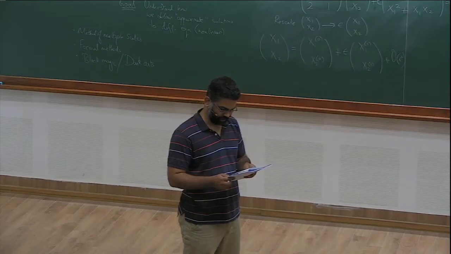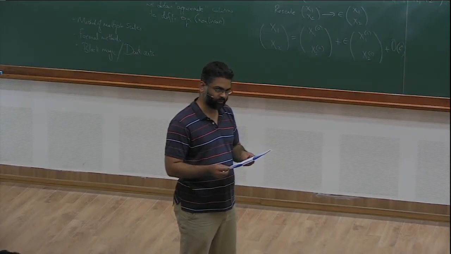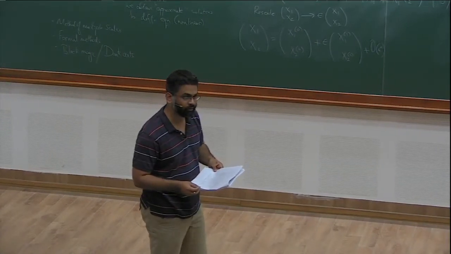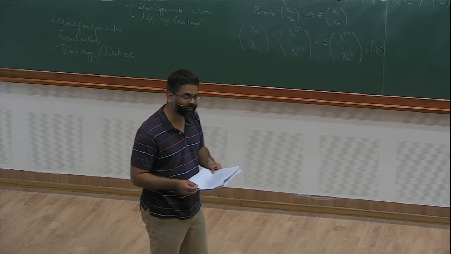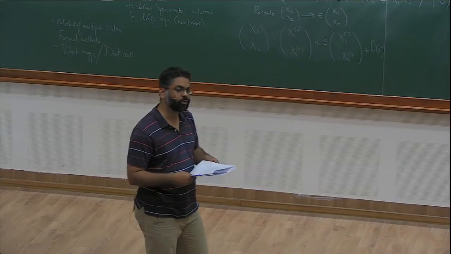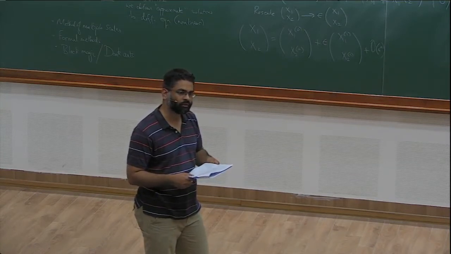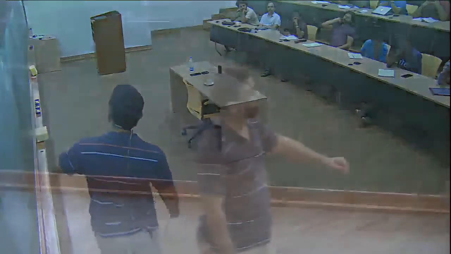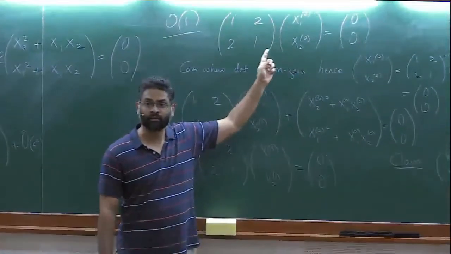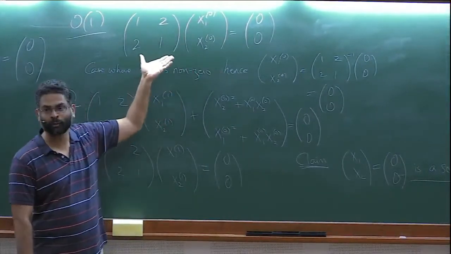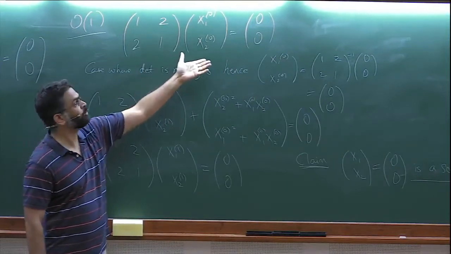Are you considering the case when it's a non-invertible matrix? Yes. What do you mean by base solution? I don't understand that word. This one, lowest order term, okay? How many solutions to this problem are there? I can't have any other base solution because this is an invertible matrix. The only solution to this problem is 0, 0.